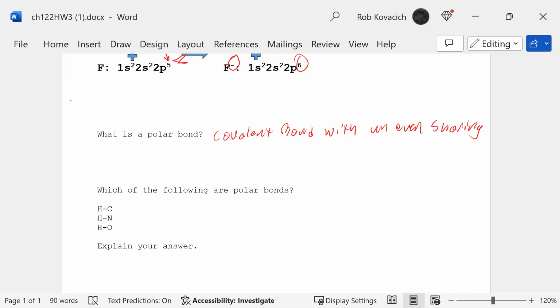The other thing you could say is you could talk about the electronegativity difference. If it's between 0.5 and 1.9, the difference between the two things involved in the bond, that bond can be a polar bond. And if it's less than 0.5, it won't have uneven sharing. Okay, so which of these three are polar?